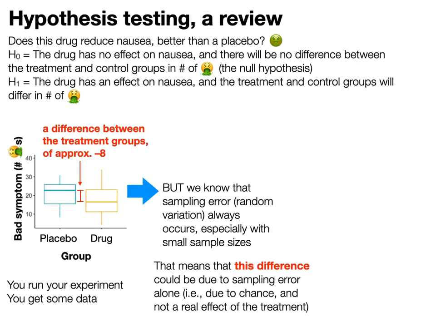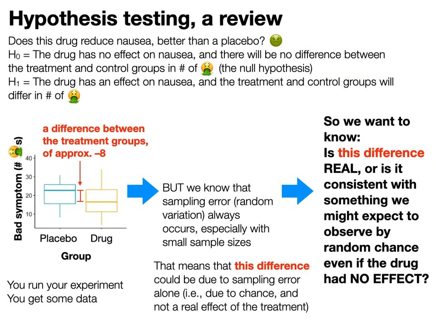Okay, so especially with small sample sizes, we know that we could get differences just by chance pretty easily. So maybe this difference is due to chance alone. So is this difference real, or is it consistent with something we might expect to observe by chance, even if the drug has no effect? So even if the null hypothesis is true.